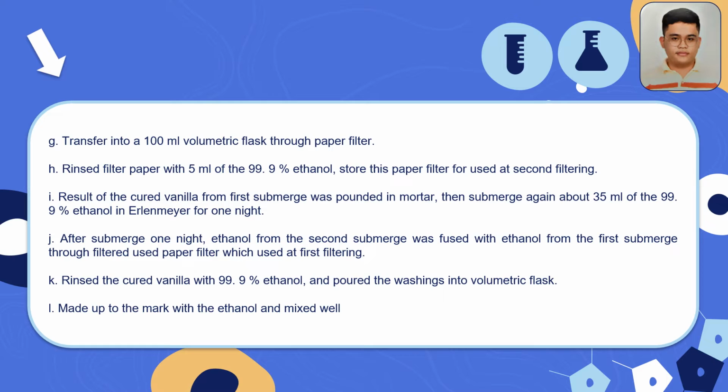The cured vanilla from the first submersion was pounded in a mortar, then submerged again in about 35 ml of 99.9% ethanol for 1 night. After submerging 1 night, the ethanol from the second submersion was combined with the ethanol from the first submersion through the filter paper used at the first filtering. Rinse the cured vanilla with 99.9% ethanol and pour the washings into the volumetric flask. Make up to the mark with the ethanol and mix well.